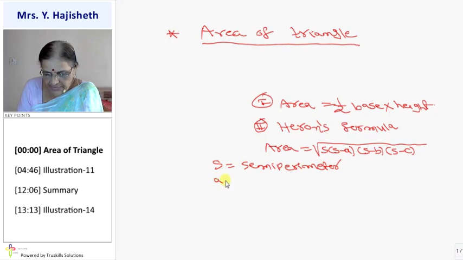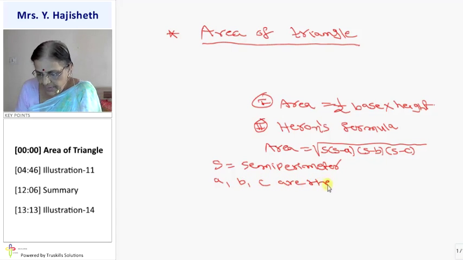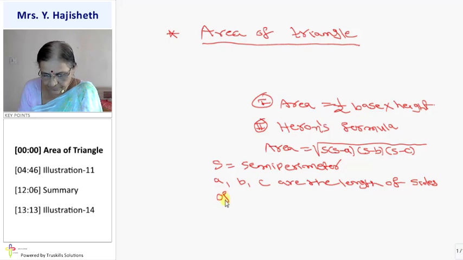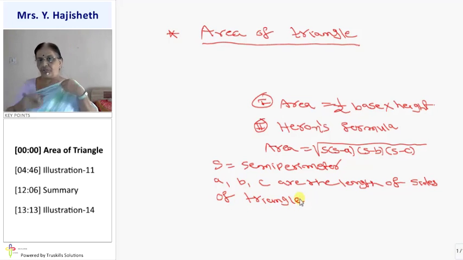And ABC, what does this symbol denote? That denotes the length of sides of triangle. Suppose it is triangle ABC, then the side opposite to angle A is small a, side opposite to angle B is small b, and side opposite to angle C is denoted by small c.